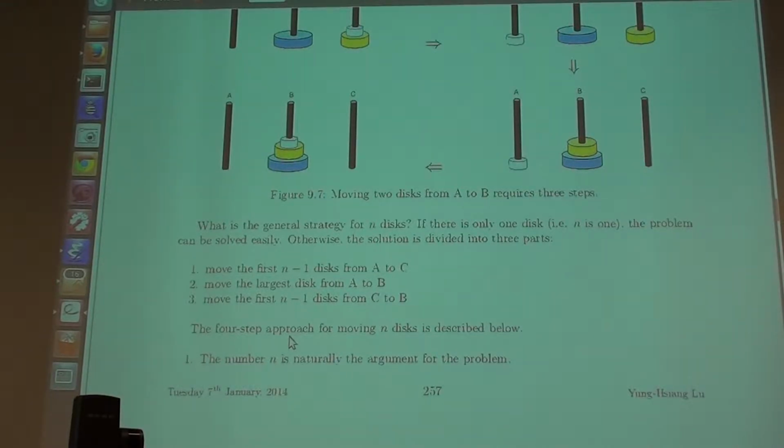Right? So move the first n-1 disks from A to C, then you move the largest one from A to B. Then you move the first n-1 disks from C to B. That's your strategy. Is this simple enough? How do you solve the problem?